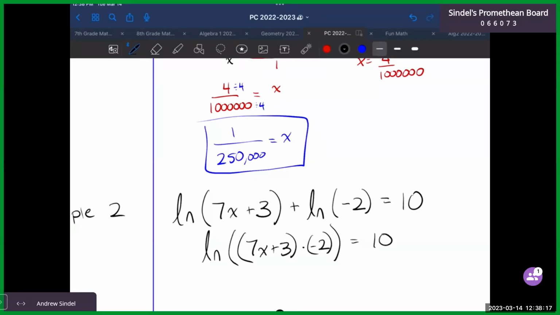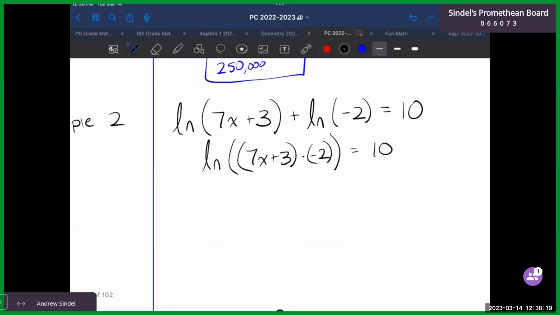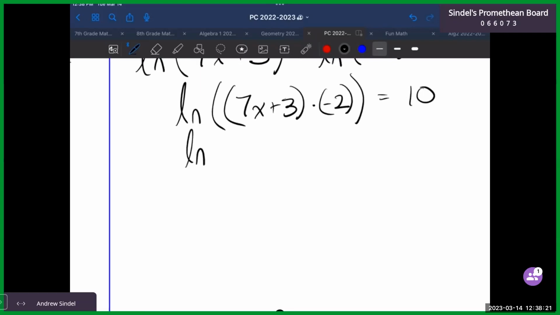So this is gonna turn into natural log of... all right, distribute, ready, set, go. What do we get, Emma? 6, -6, right? Yep. And -x. Very good. That's still equal to 10.